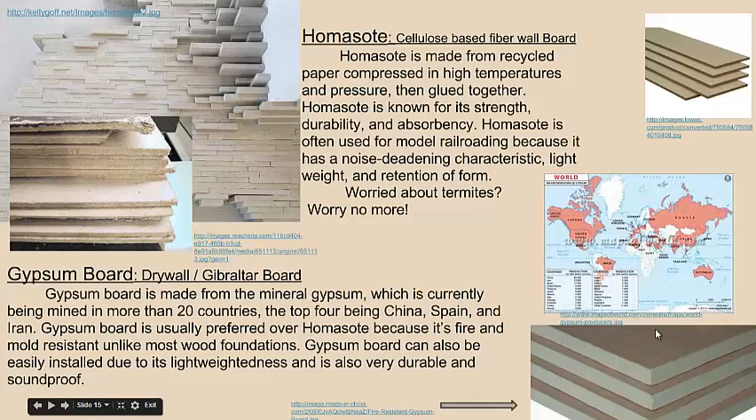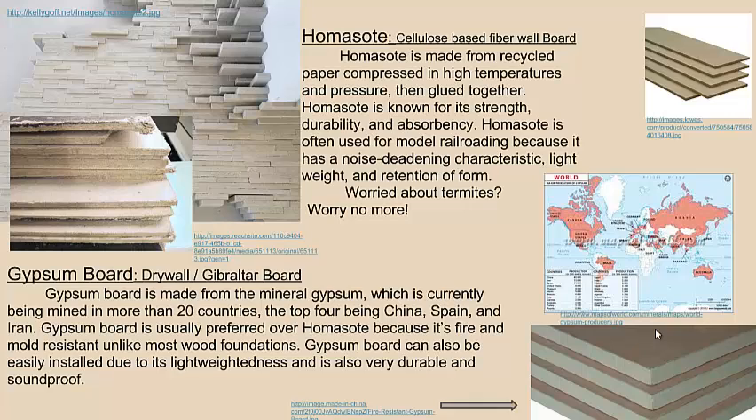Homasote is made from recycled paper, compressed in high temperatures and pressure, then glued together. Homasote is used for its strength, durability, and absorbency. It is often used for model railroading because it has a noise-deadening characteristic, is lightweight, and retains its form. And it also is very good against termites.